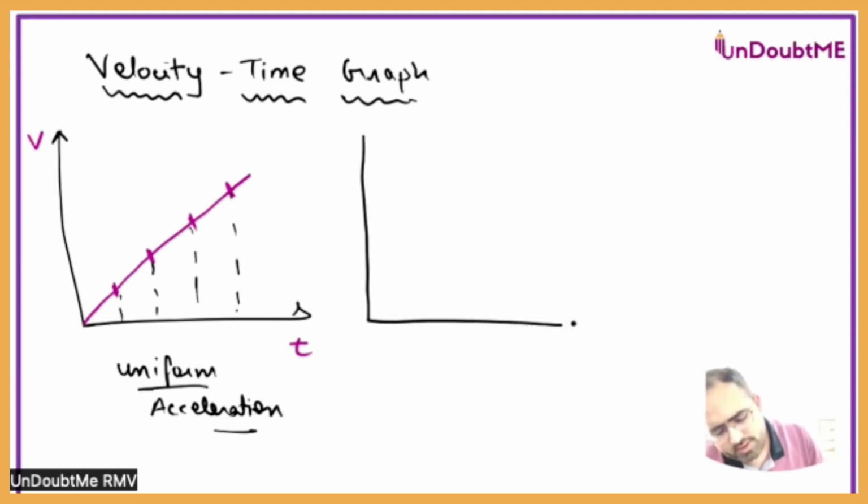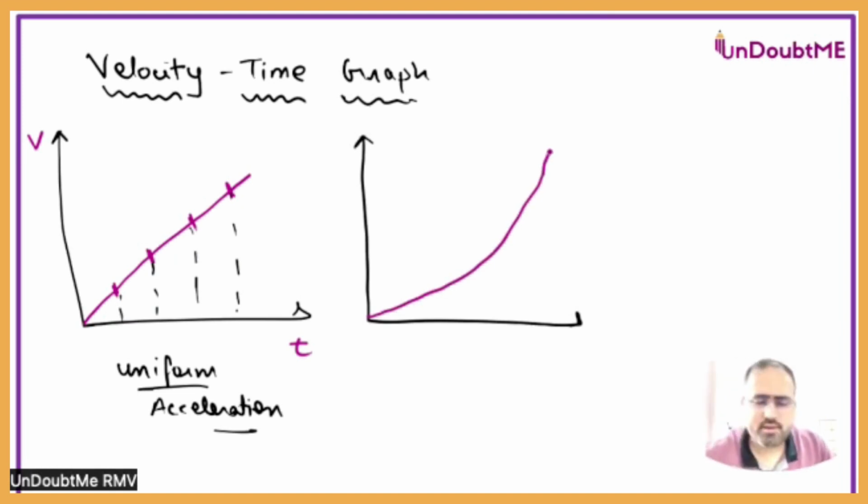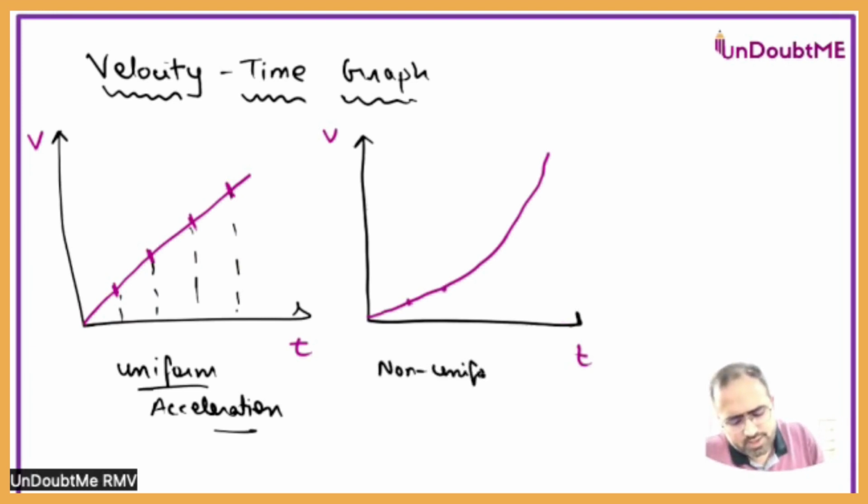Next graph is if there's a curve like this. Okay, so in a velocity time graph, if velocity is increasing with unequal values in equal intervals of time, then we call it non-uniformly accelerated motion.